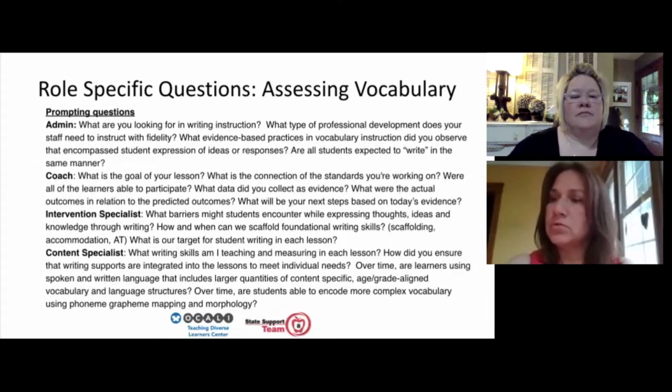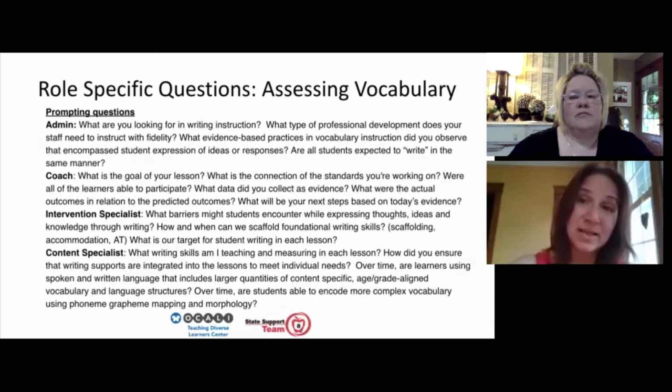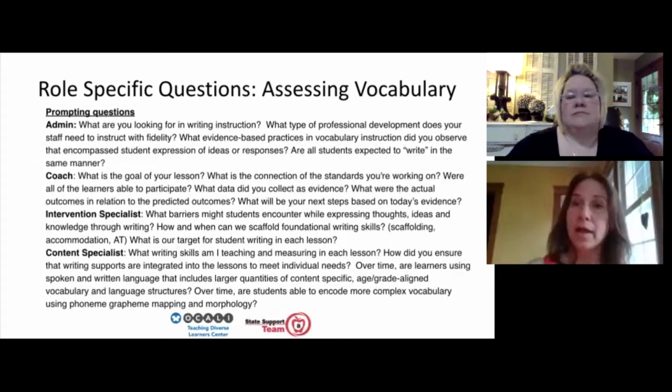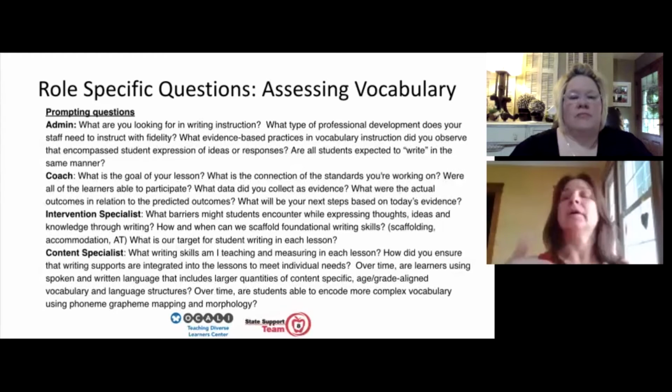Also, coaches, what is the connection to the standards you're working on? And were all of the learners able to participate in that? So we're really talking about grade level standards. Ohio is fortunate to have the extended standards and learning progressions for every standard at every grade level. So we're really trying to keep grade level work here in tier 1 instruction. In tier 2, you could work on certain skills, but we really want to keep that as a focus.